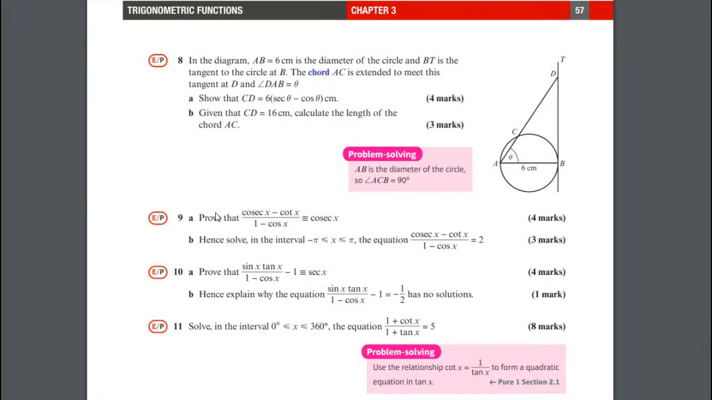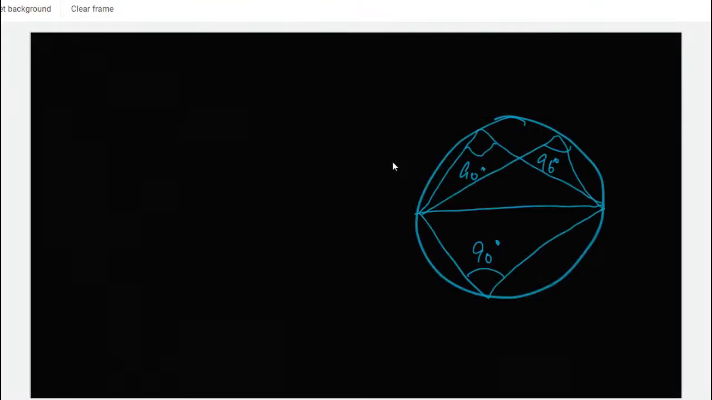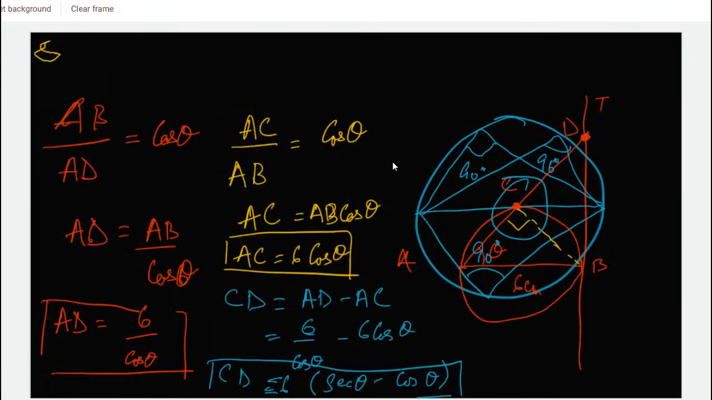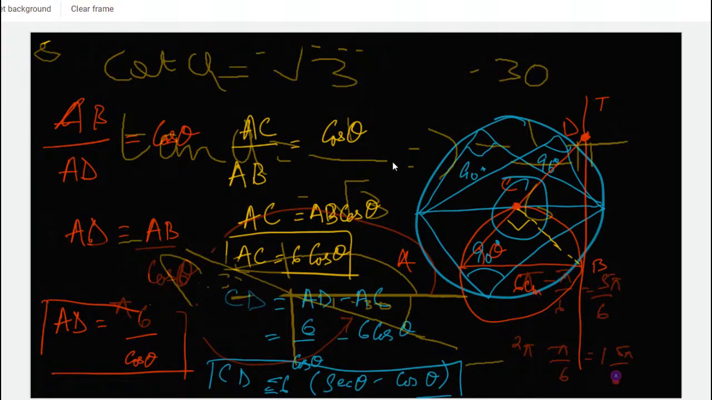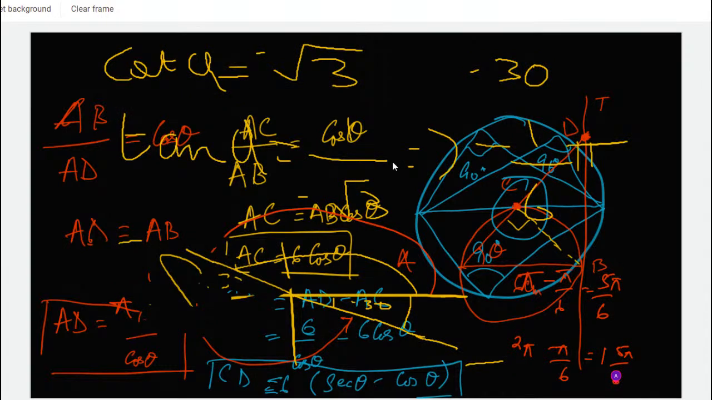Now, CD is 16. Calculate the length of the chord AC. I think we just need what we derived in the last question. This CD is equal to 6 sec theta minus cos theta. Just use that and the value of AD, which is given: 16.